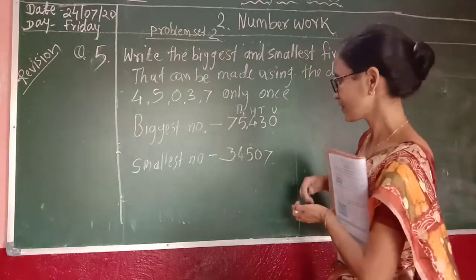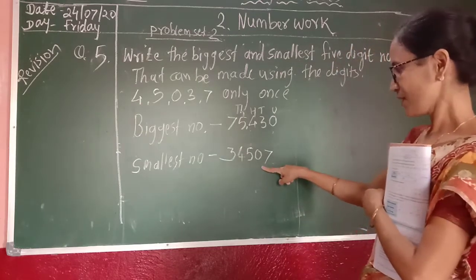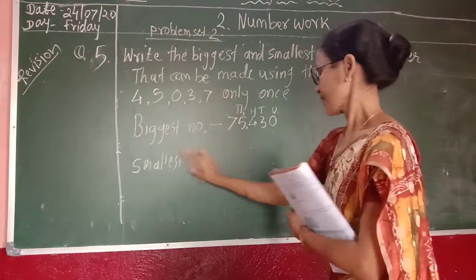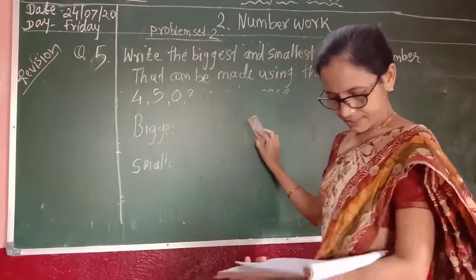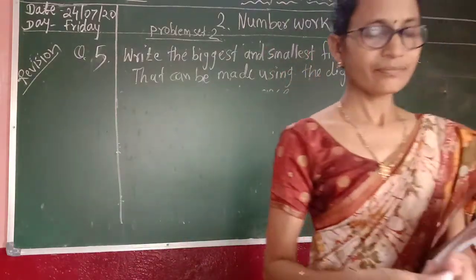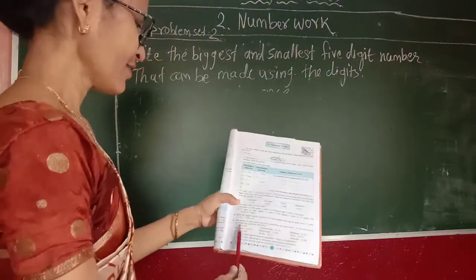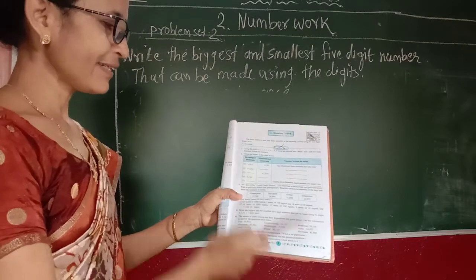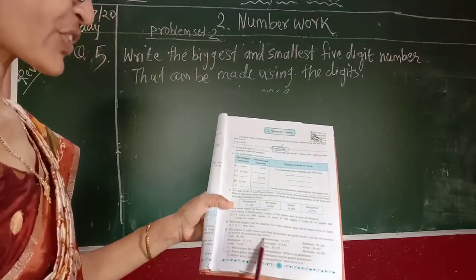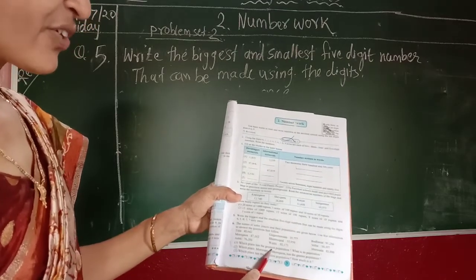Understand? Okay, 34,507. Small number what? Understand? Okay. Next question is, the names of some places are given here. Look at the book here. The question is, number 6, the names of some places and their populations are given below. Use this information to answer the questions that follow. First question is, which place has the greatest population?